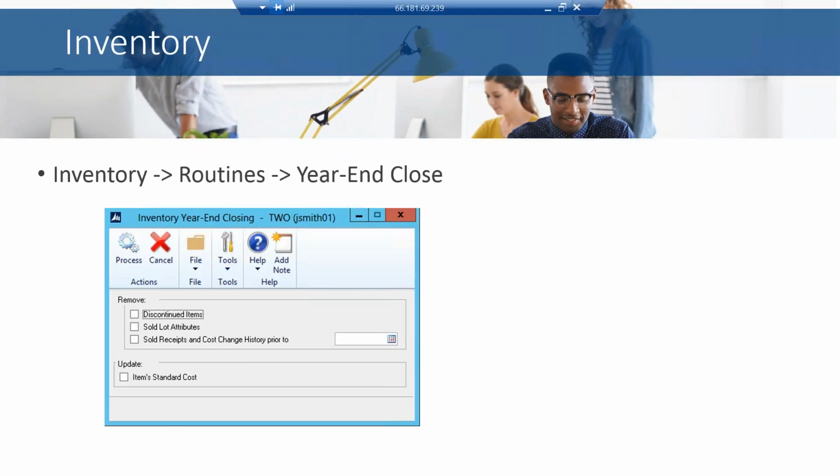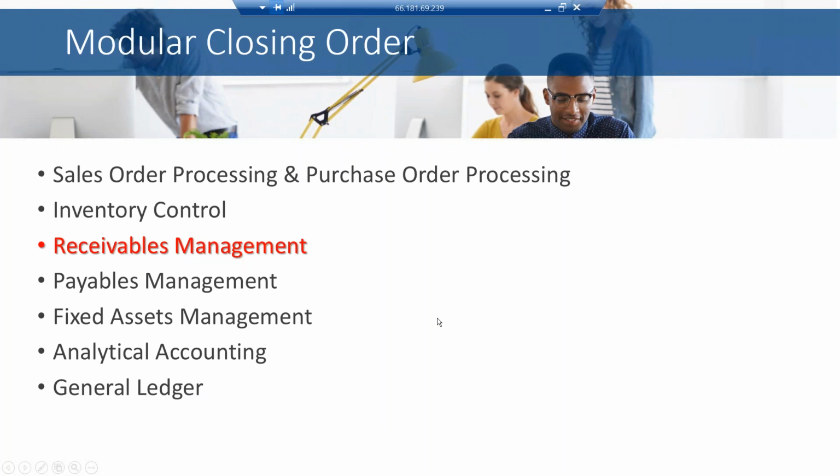So just to show you the windows that we were referring to, this is the inventory year-end closing window. And so you'll notice that you have a variety of items that you can remove: our discontinued items, our sold lot attributes, and our sold receipts and cost change history prior to a certain date. And then lastly, updating the standard cost. So these options, you can close your year without checking any of these, so it really depends on how you maintain your inventory. If you're using FIFO or LIFO perpetual, or if you're using weighted average or average cost, then the item standard cost you would never check that. So just keep that in mind as you go into that year-end closing process.